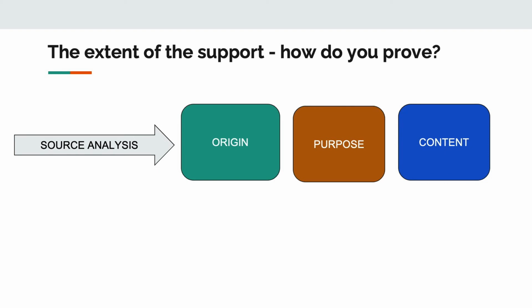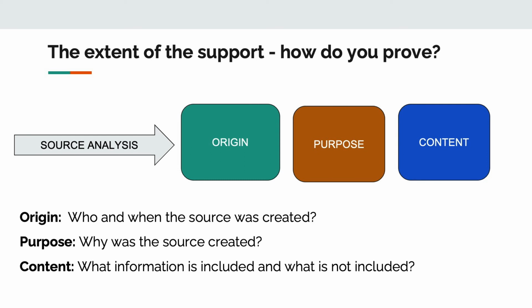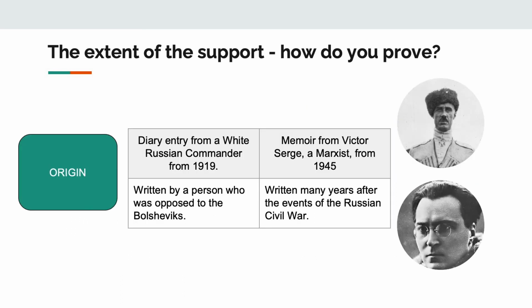Now, as we get to the overall, how do we prove or talk about the overall agreement or disagreement? Well, one of the most useful things that I believe you can do is think about basic source analysis, the origin, the purpose, and the content. And just as a reminder, origin means who and when the sources were created. Purpose is why the source was created. And content is what information is included and what is not included. And how would that relate? Well, let's look at our two friends here. One is a Russian commander written in 1919. One is a Marxist written in 1945.